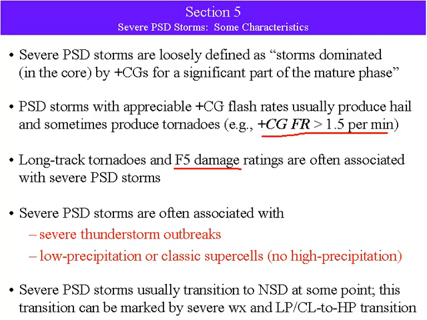Also, severe PSD storms are often associated with severe thunderstorm outbreaks and low precipitation or classic supercells. So LP or classic supercells, generally no high precipitation supercells. HP supercells tend to be NSD. Severe PSD storms usually transition to NSD at some point during their lifetime, and this transition is usually marked by severe weather and oftentimes the LP or classic supercell to the HP supercell transition.